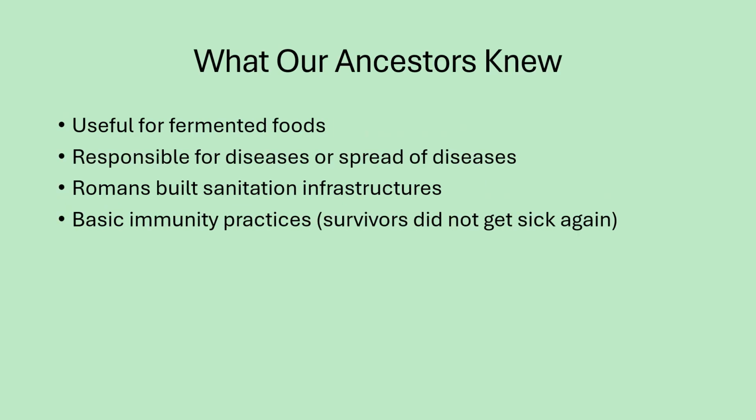So a lot of this chapter looks at more of a historical aspect of microbiology, kind of what did our predecessors, what did our ancestors know? They knew that microorganisms were useful for making fermented foods. They knew that they were responsible for diseases and somehow with the spread of diseases. The Romans, back in Roman time, they even built sanitation infrastructures. Kind of had a knowledge that our wastewater, we want to get it away from where we're growing food and where we're drawing our drinking water from.